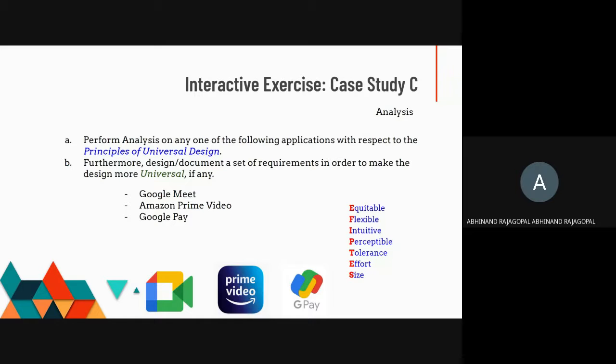It's similar to how we analyzed Gmail. We went through each of the principles and saw whether it violated the principle or adhered to the principle. So basically, like that, you take any one of the three, or even if you want to take a different one, no issues. You take that and try analyzing using these 7 principles.